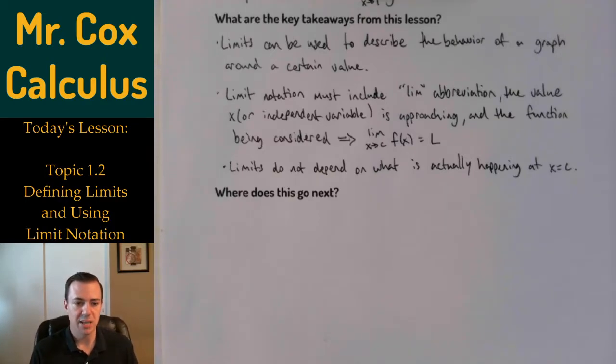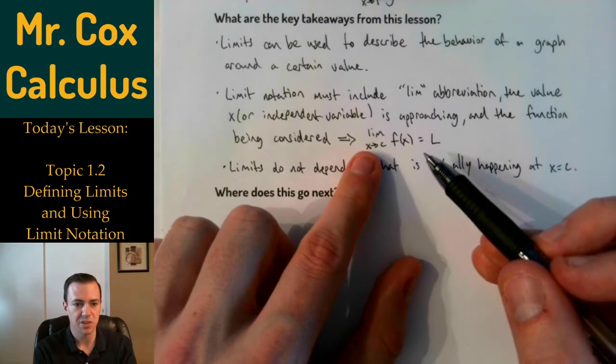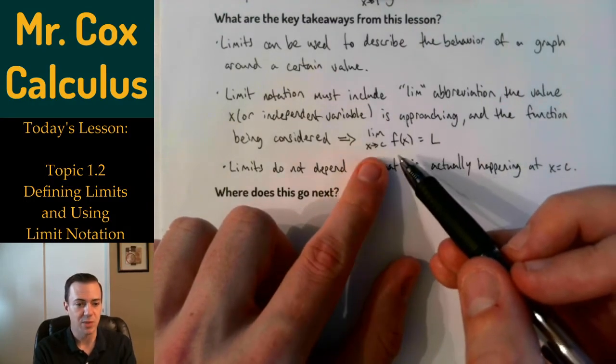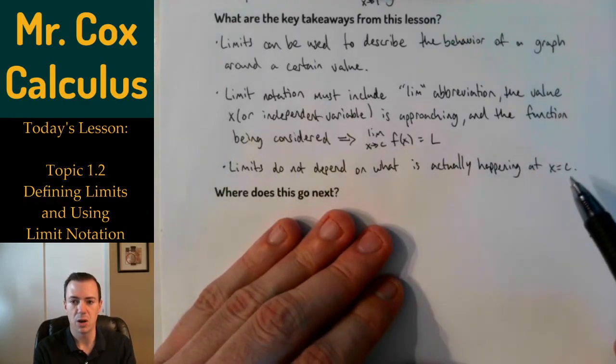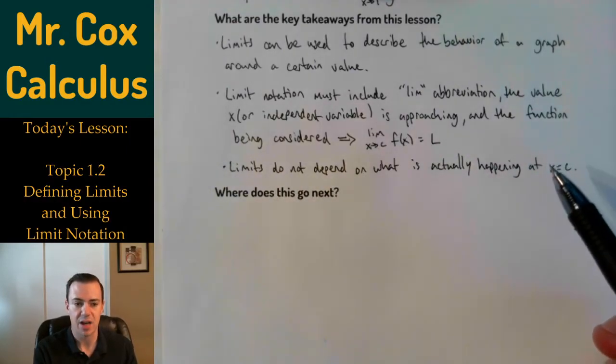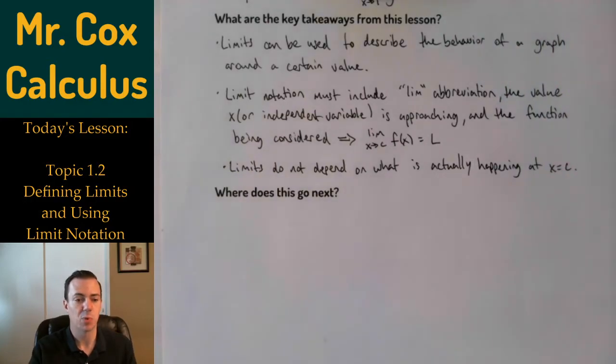So the big takeaways today, the notation is really important. You need to be able to write the notation as well as read the notation, and then understand that we really are not interested at what happens at the value, just what's happening as we approach that value.